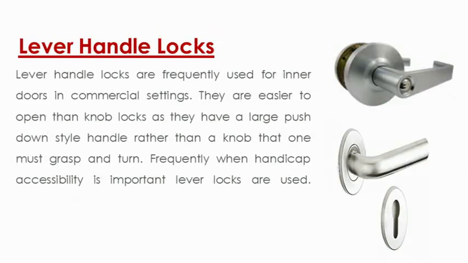Now, the third type of locks are lever handle locks. You can easily see them on bathrooms or doors inside the house. They are easier to open, with a simple knob or some kind of lever mechanism, and you can easily push or pull them to open. Handicap accessibility is important, and it is achievable with this type of lever lock. They also come with keys.